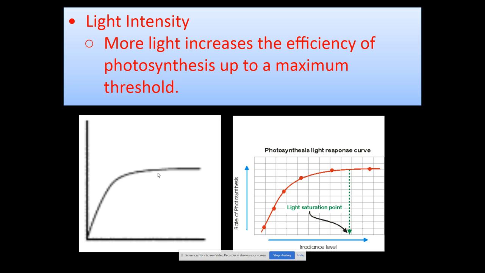The reason this plateau and leveling off happens is because light has become saturated. There's only so much light that the plant can absorb. If there's no light, photosynthesis isn't going to be working very well.